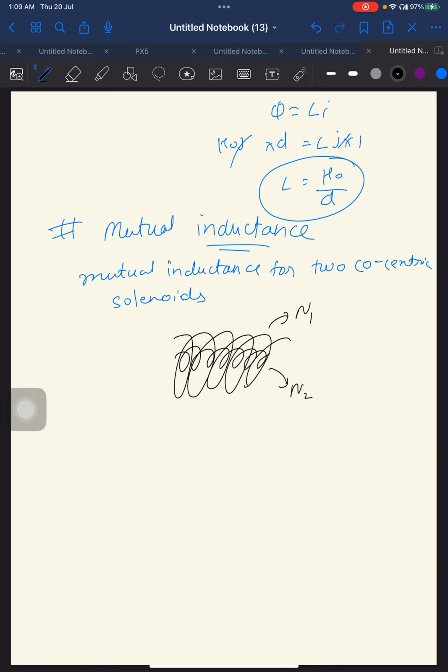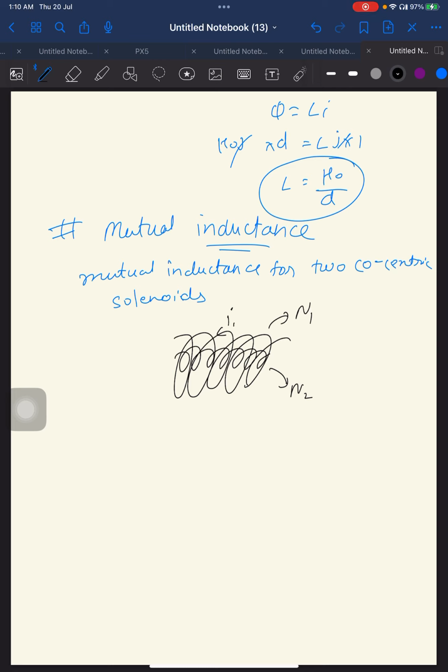Remember, as per the reciprocity theorem, whether you find the mutual inductance because of the bigger one into the inner smaller one, or the smaller one into the bigger one, both are going to come the same. So here I am going to find the mutual inductance because of the bigger one into the smaller one. Suppose I am assuming the current in the bigger one is I1. So what is the magnetic field?